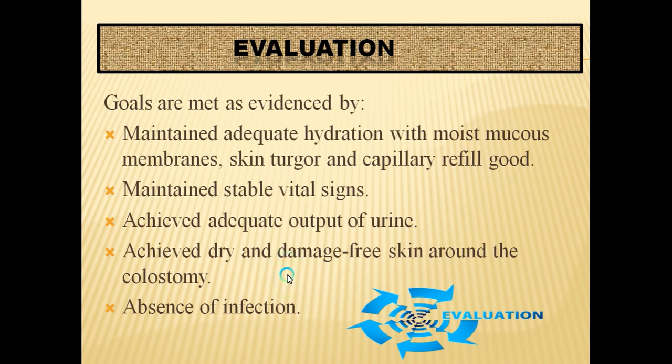Now what is evaluation? Goals are met as evidenced by maintaining adequate hydration with moist mucous membrane, skin turgor and capillary refill. So whatever our goals were, based on that we will evaluate. If the baby has a good moist mucous membrane, skin turgor is good, capillary refill time is good, then it is good. Then vital signs are stable, urinary output is there, and the skin around the colostomy does not have any infection, no damage, and there is absence of infection, okay?